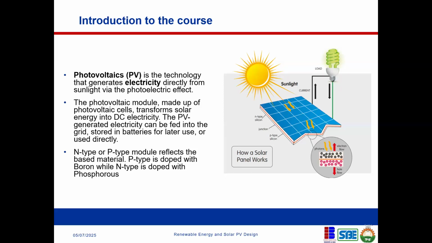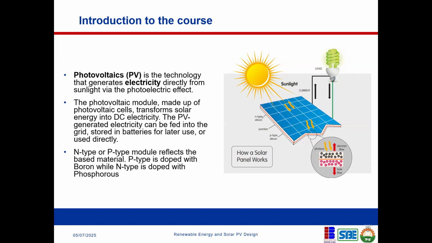So the point I'm trying to make here is that when you go out in the market, you're going to see something like P-type module, N-type module, right? Now, this is not a type of PV cell. However, it's just the way it's being manufactured, okay? And because of the way it is being manufactured, it impacts the efficiency of the module. So based on that, we have N-type PV and P-type PV module, and this reflects the base material.